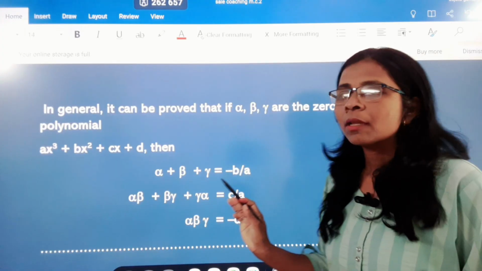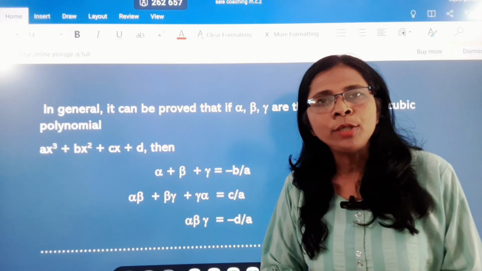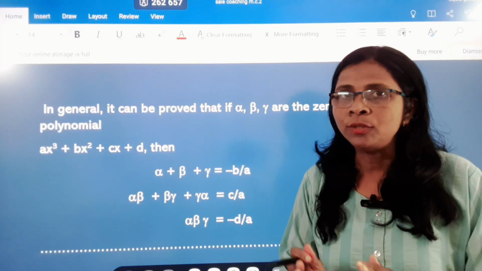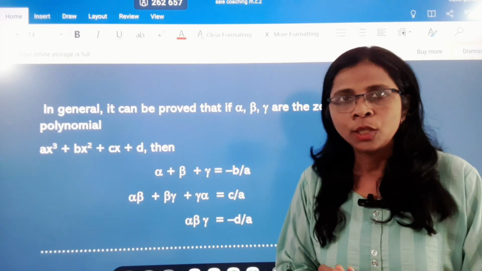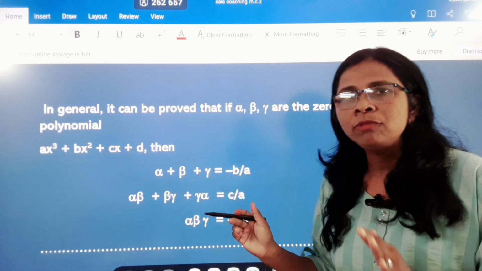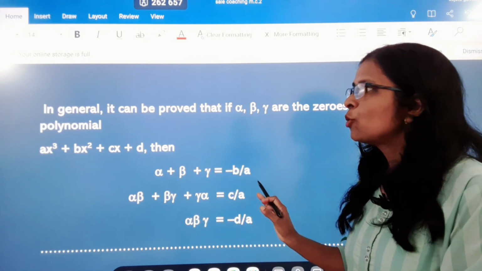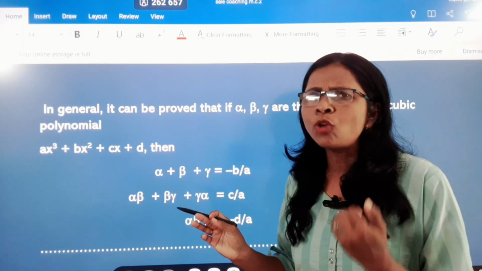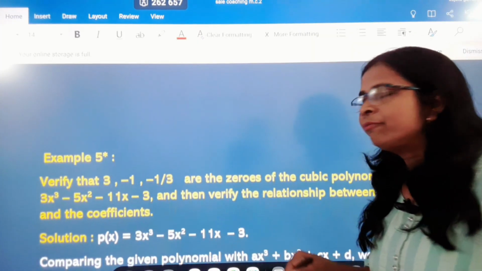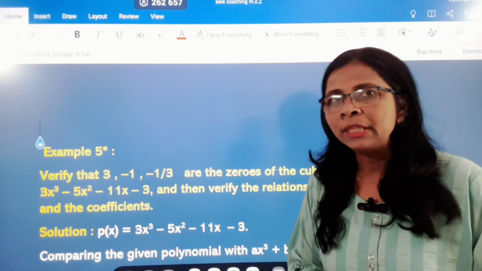So generally we get the relationship between the zeros of the polynomial and the coefficients of the polynomial, especially for the cubic polynomial. Okay, got this point? See, these are the three formulas with respect to the cubic polynomial, and on the basis of this we can solve. Now we solve an example of the cubic polynomial and find out the relationship between the zeros and the coefficients of the cubic polynomial.